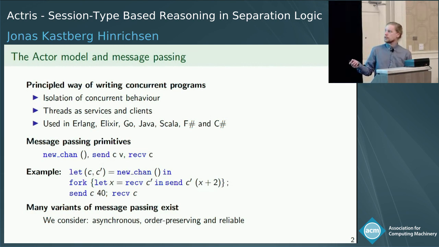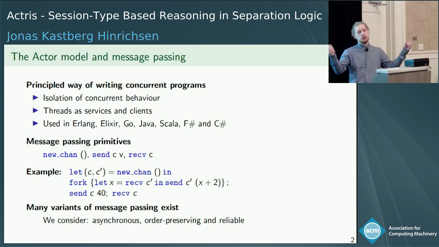The most common way to introduce message passing in your language is to include the three message passing primitives as seen here. You have newChan, which creates a new channel and gives you the two endpoints of the channel. Then there's send, that takes an endpoint and a value to send that value over the channel. And lastly, there's receive, which receives values sent by the other endpoint.